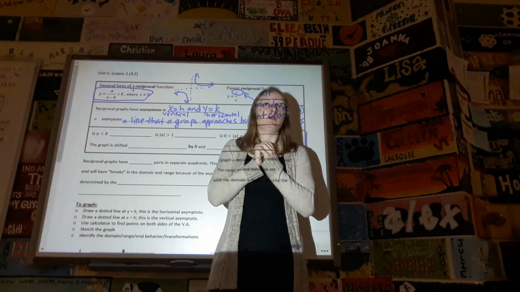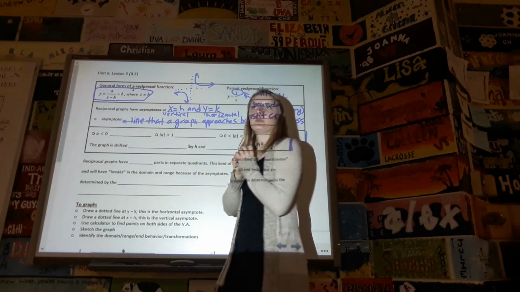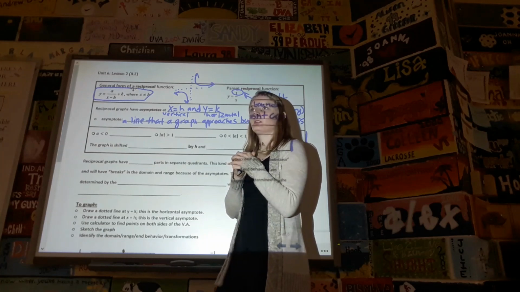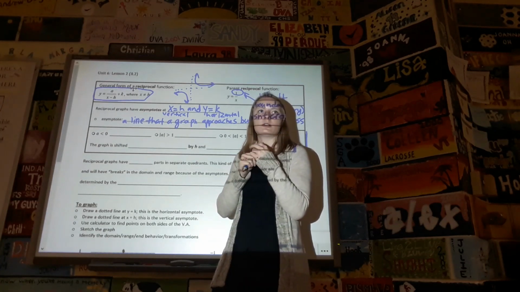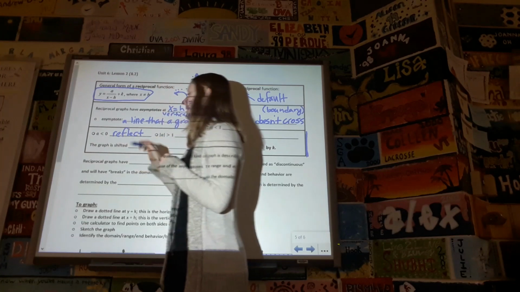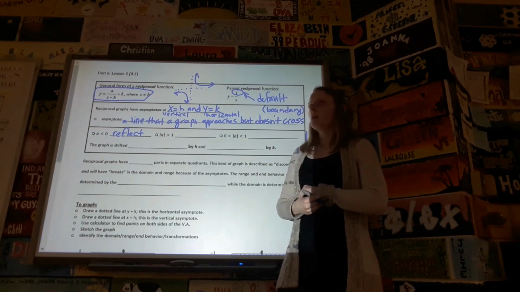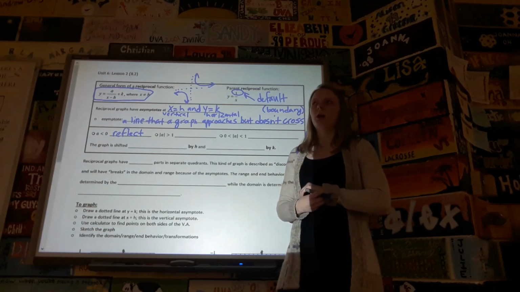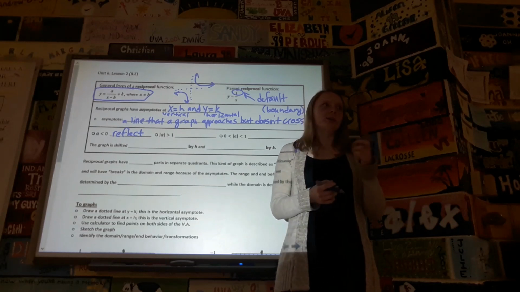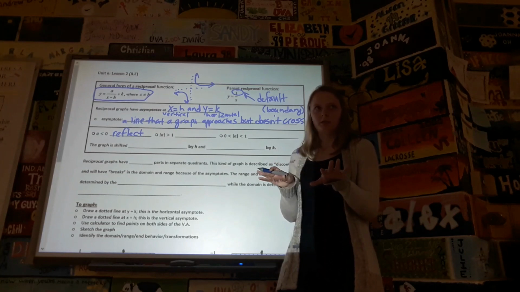When you have a negative being multiplied, negative A, reflect. When you have a negative coefficient, that's a reflection. Now, just like when we were talking about the cube root and the cubic function, we're not going to differentiate reflections over the x-axis and y-axis because they end up looking the same. So we're just going to call it reflect.